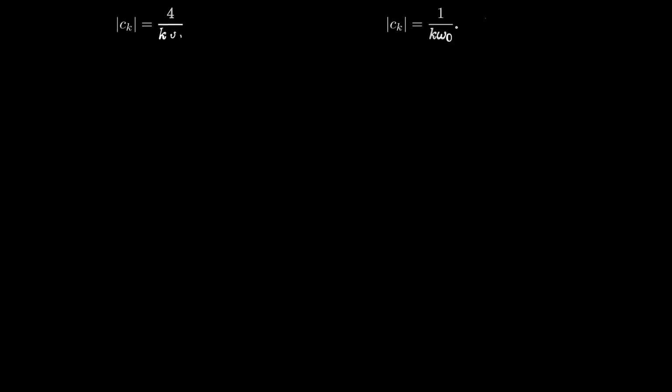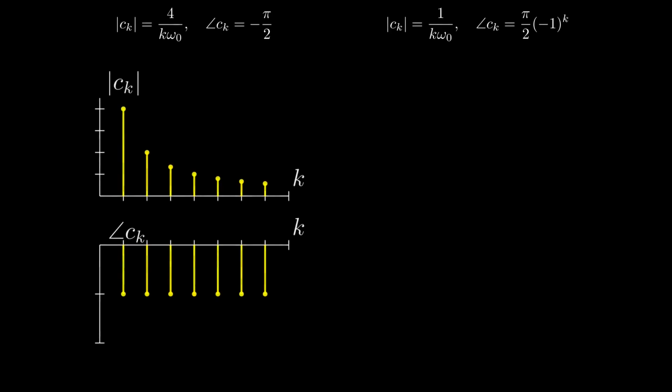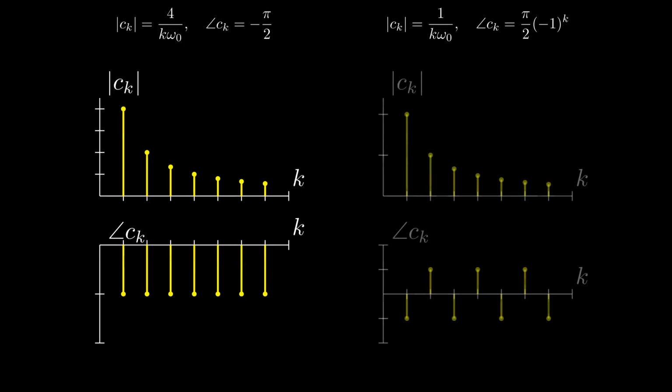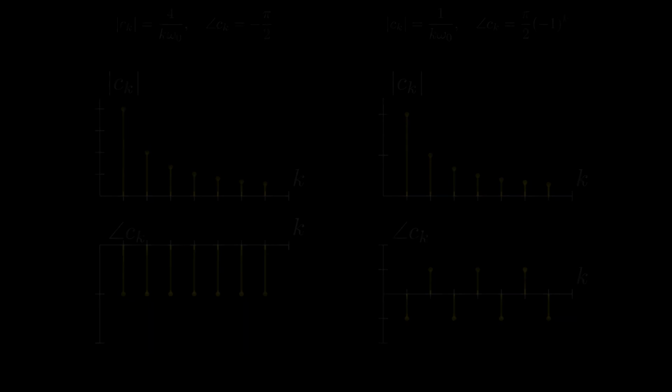We compute the magnitude and phase first, then make a plot. For the square wave, the magnitude decreases over the increase in frequency, but the phase remains constant. The same steps apply for the sawtooth wave. In this case, the magnitude decreases and the phase alternates between negative and positive values.